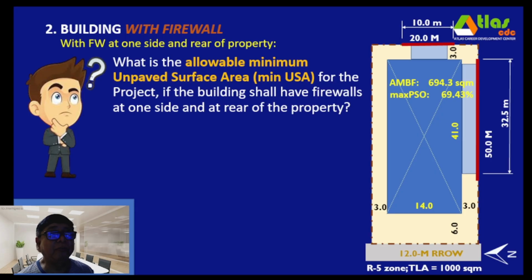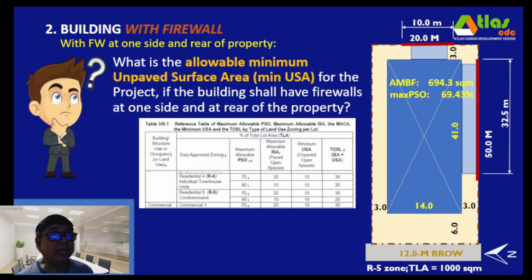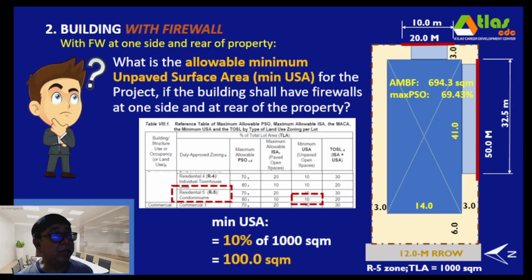Also, if we are going to check the allowable unpaved surface area, if the building shall have firewalls at one side at the rear of the property, our reference also is table 8.1, the same as kanina, showing a 10% value for the minimum USA or 100 square meters. Again, this value is regardless kung saan ang magiging location ng firewalls nyo.